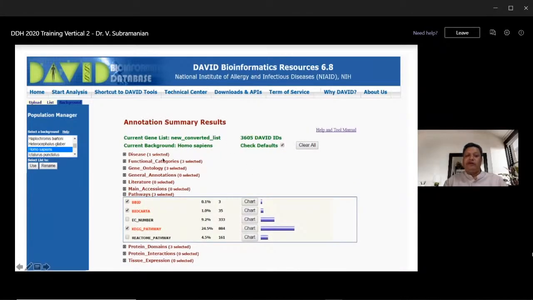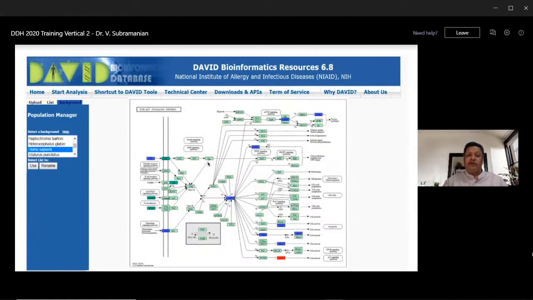You see, we have selected one disease, and these are the different functional categories where we can find gene ontology, functions, general annotations, pathways. Tissue distribution is also possible. The blue genes are the genes which we subjected for the analysis, and you can see a pathway, for example the PI3K-AKT signaling pathway. Many genes are involved in this. You can find the number of genes involved in each pathway. Based on the P-value cutoff you give, you can find the best pathways which are useful for your target.